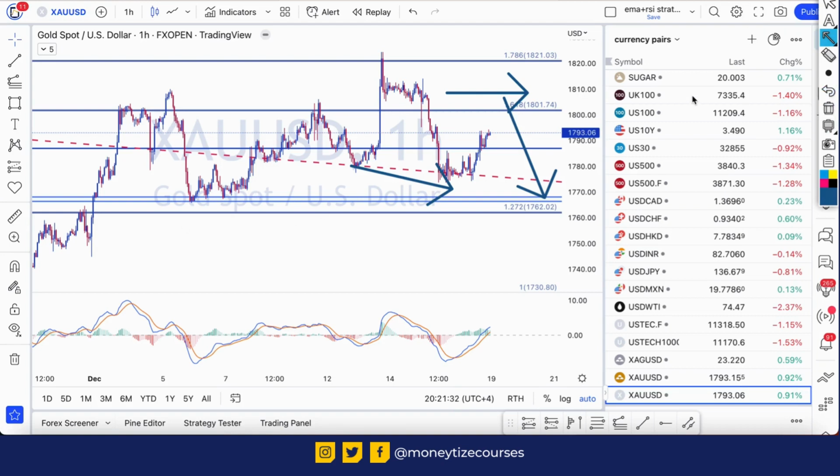But in the near term, I would be looking for a short-term sell trade around 1805 to 1810 with a stop loss above 1820, and target should be around 1765 to 1770. So this is the plan for gold in the near term, because the dollar is getting bullish in the near term. The next instrument I would like to cover here is crude oil.